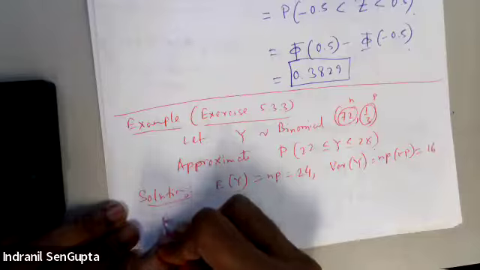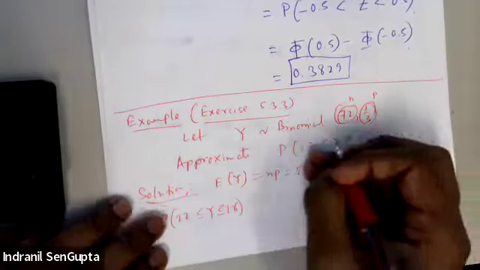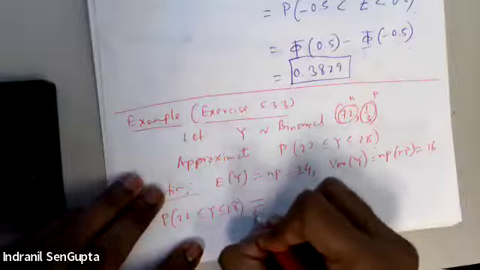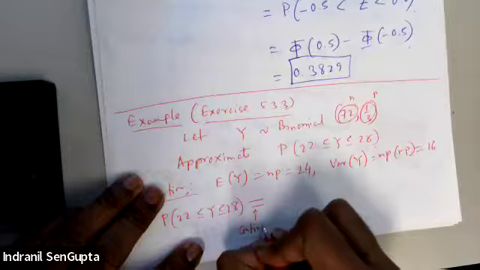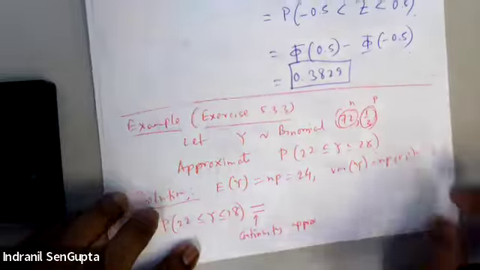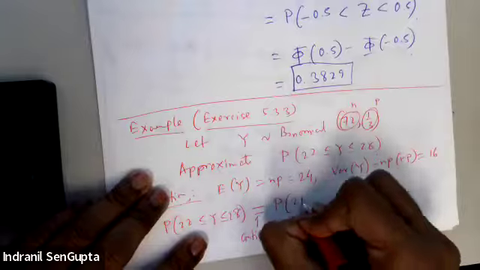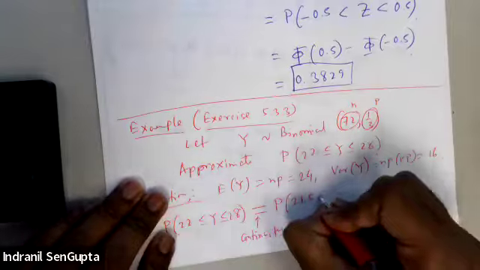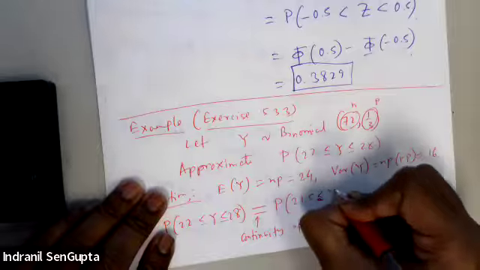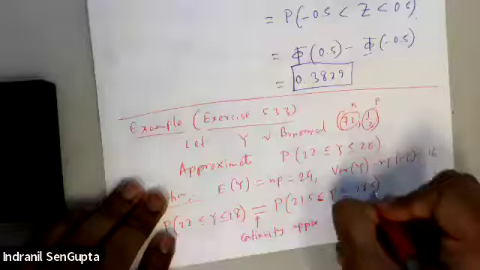Now, let's start here. So probability of 22 less than Y less than 28, using the continuity approximation, because eventually we'll be using the normal distribution, you can write this as probability of 21.5, we subtracted half from here, less than or equal to Y, still less than or equal to 28.5, because it's still a discrete version, right?